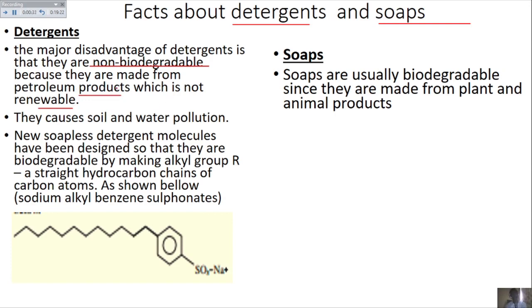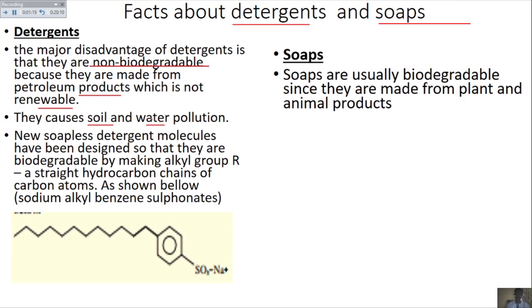When you talk about petroleum products, they are not renewable. That is why we say when you keep extracting it, you get to a point that it will dry up. And aside this, it causes soil and water pollution. Because by the time you pour the detergent water into the gutter and it gets to the soil, what happens? It reduces the nutrients of the soil, thereby causing death to the plants planted on the soil.